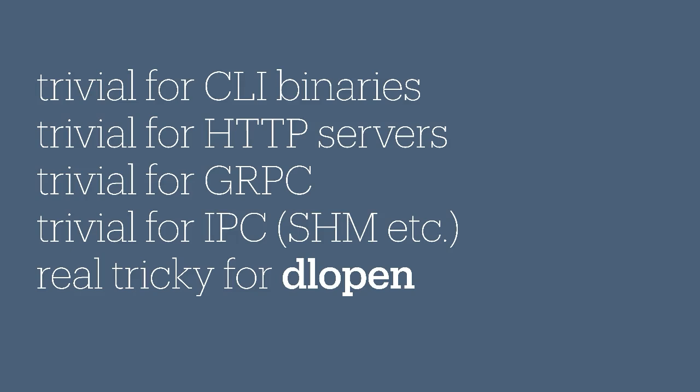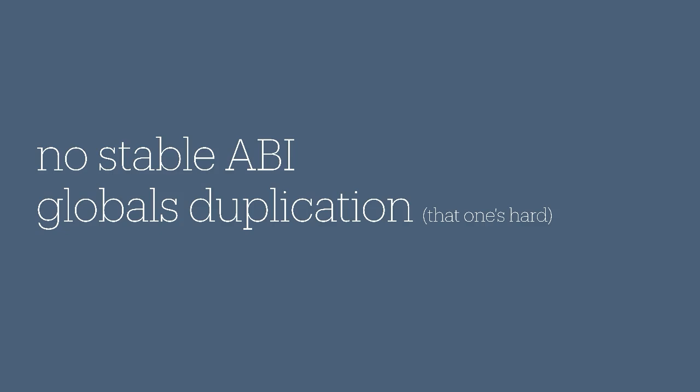Yes. Unfortunately, making that boundary happen is trivial for command line interface boundaries. It's trivial for HTTP servers, trivial for gRPC, but it's real tricky with dlopen. Why is it tricky? Because Rust has no stable ABI. That's not a bug, that's a feature. It lets compiler developers experiment with optimizations. They're not bound to a specific way of doing things. They can, if they need to, change things from one version to the other.